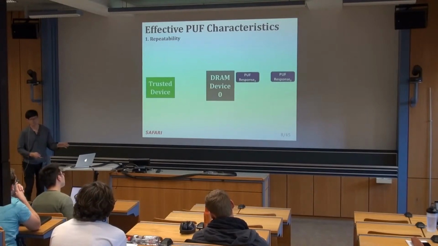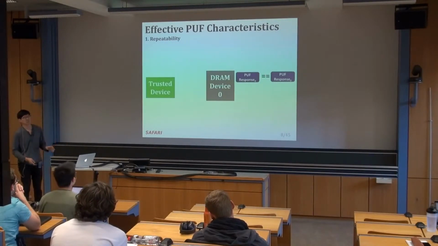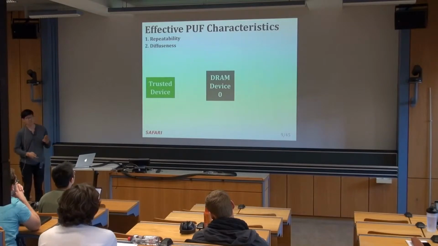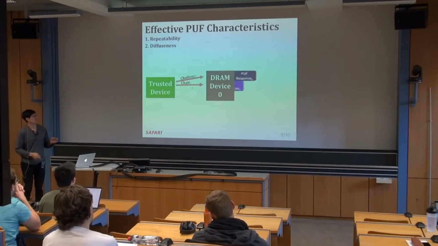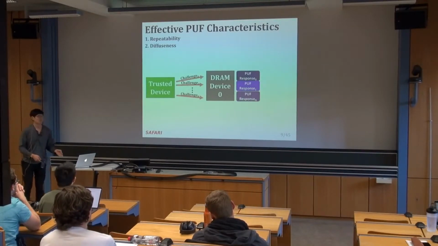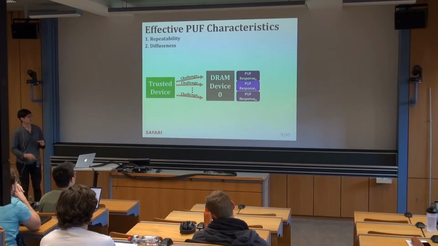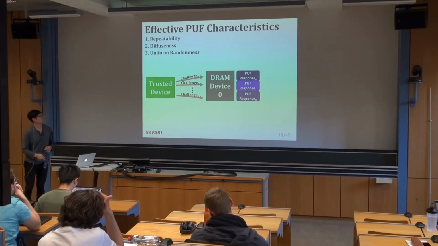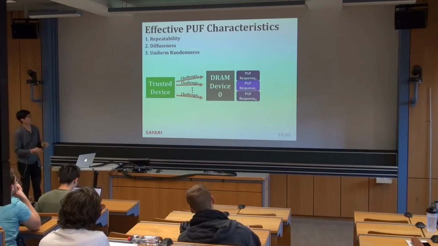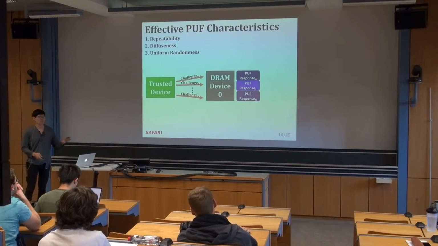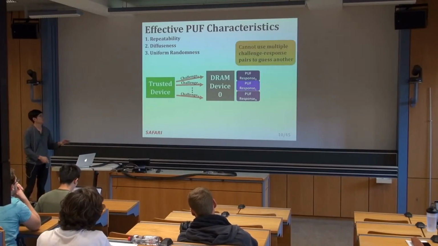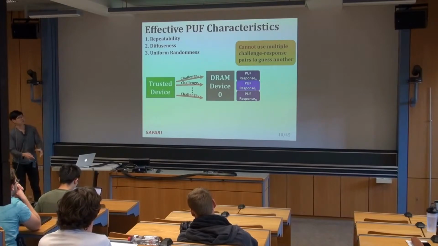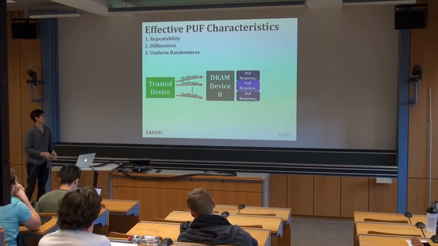And then if we send the same challenge, it'll respond with the same exact PUF response again. The second characteristic is diffuseness, which means that you can send many challenges to this DRAM device, and it'll generate unique identifiers or unique PUF responses depending on the challenge that was sent to it. We also want uniform randomness, which means that all of these PUF responses that were generated with different challenges are different from each other, and essentially you cannot use multiple challenge response pairs to guess another challenge response pair.